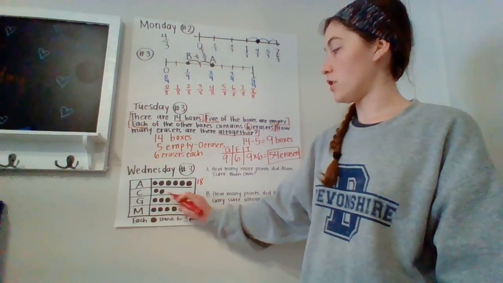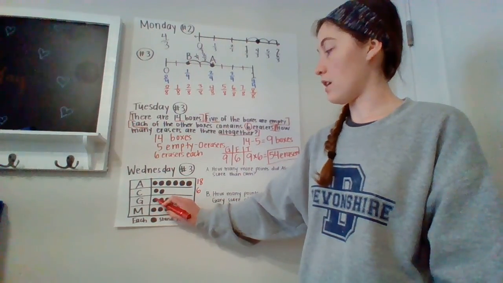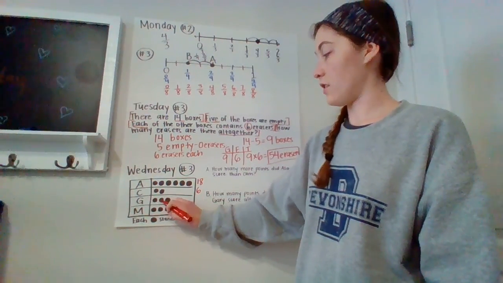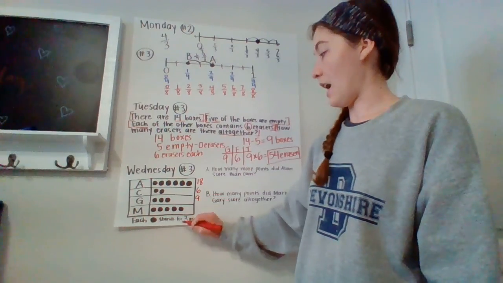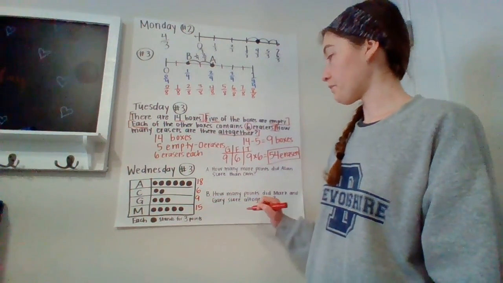So I have 2 here. 2 times 3 equals 6. I can count by 3s or know my multiplication facts to do 3 times 3 is 9. And then 3 times 5 is 15.